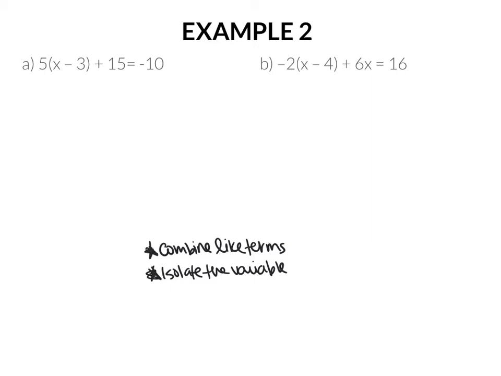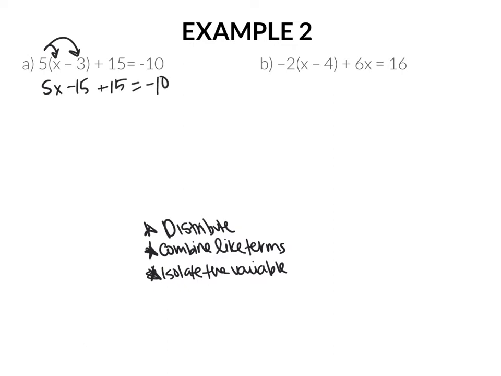There's now this additional step that we kind of saw when we talked about simplifying expressions. We're going to distribute first. Let's look at example A. I distribute the 5 to the x and then a minus 3, giving me 5x minus 15. I bring down what I haven't used yet, plus 15 equals negative 10.